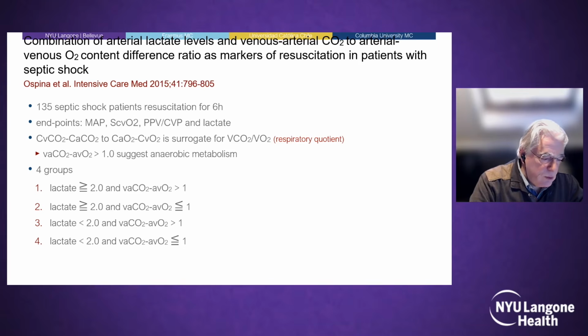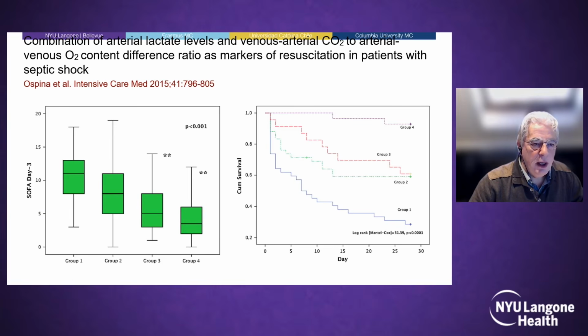Gustavo Ospina-Tascon, when he did his research in Brussels with Jean-Louis Vincent, popularized the use of the CO2 over O2 content difference, and came up with 4 subgroups, 2 of them with increased lactate. And so group 1 is a group with increased lactate and CO2 over O2 more than 1, and the other one less than 1, group 2. And here you can see that the survival of group 1 is dramatic.